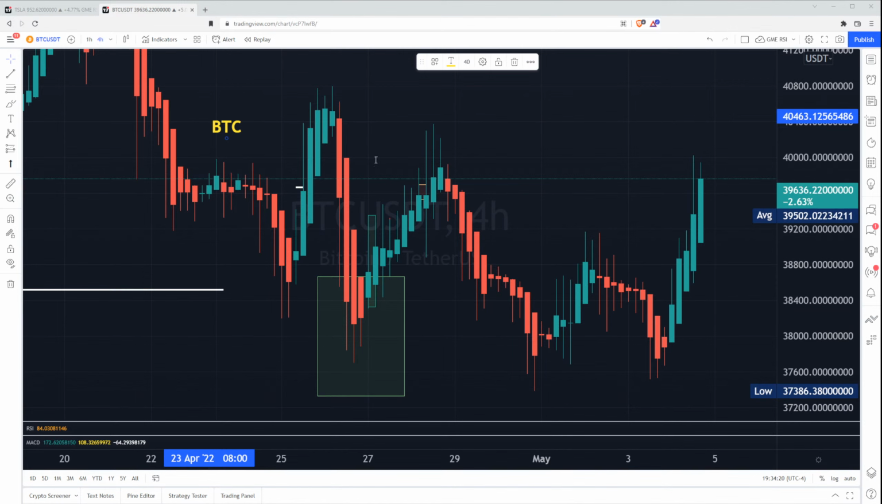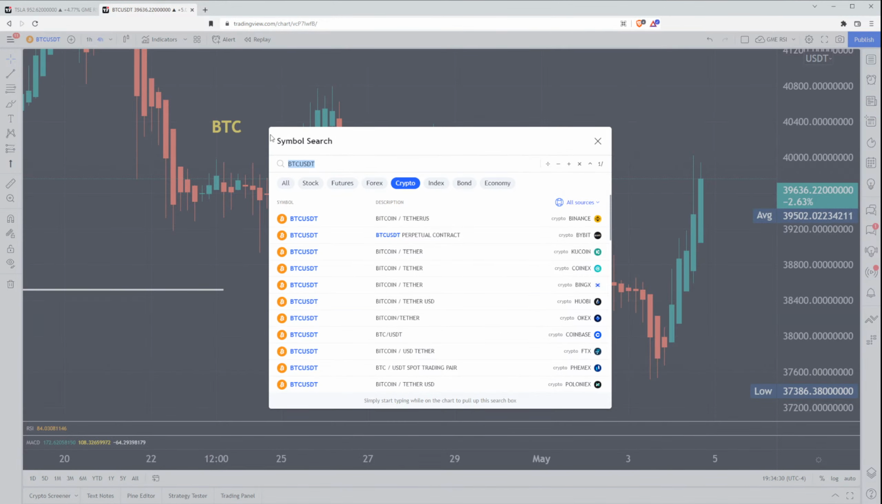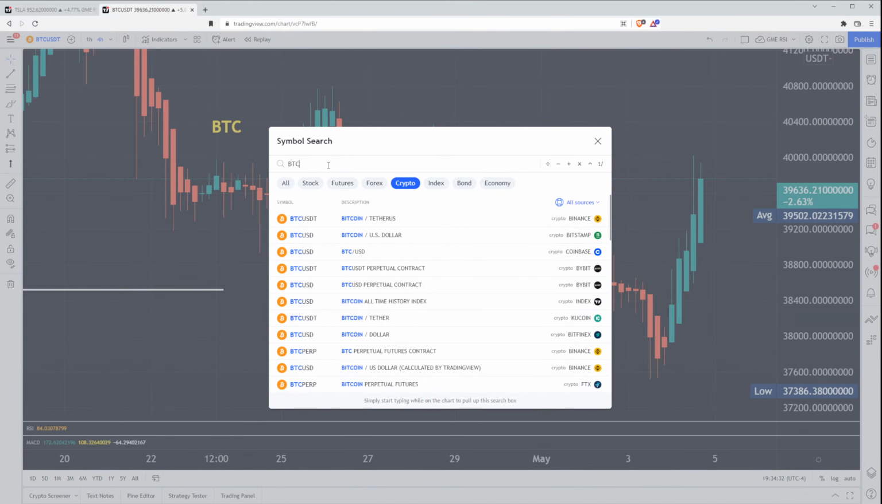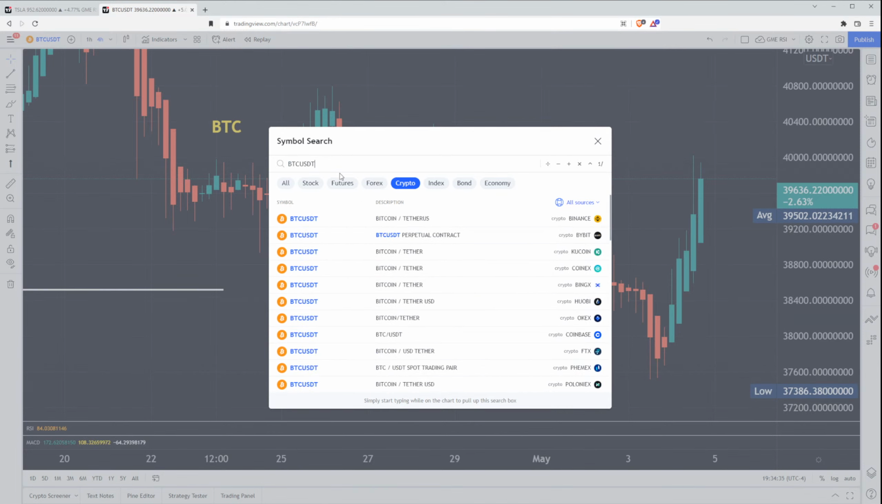TradingView.com. And the first thing we're going to do when you're on TradingView.com is go up here to the top left and use the symbol search so that we're all on the same page. I want you to type Bitcoin USDT. And it's very important you use the Binance chart. And I'm going to show you why you use the Binance chart.